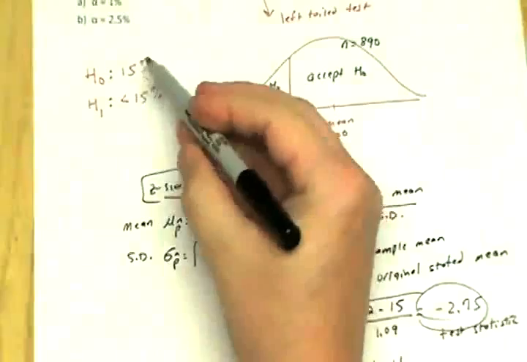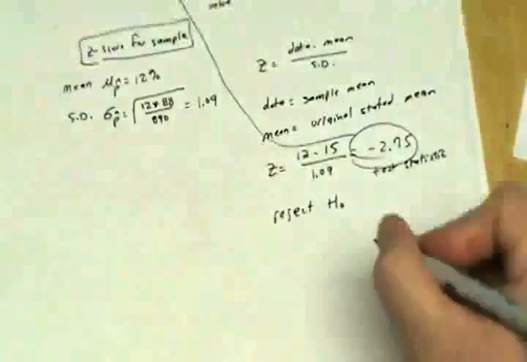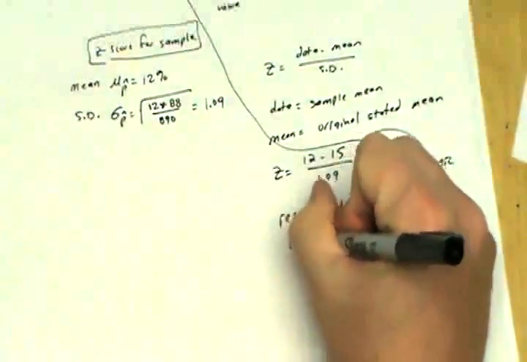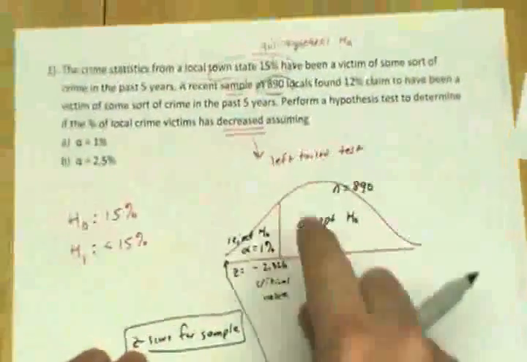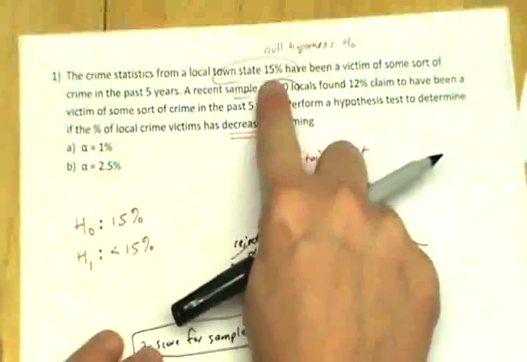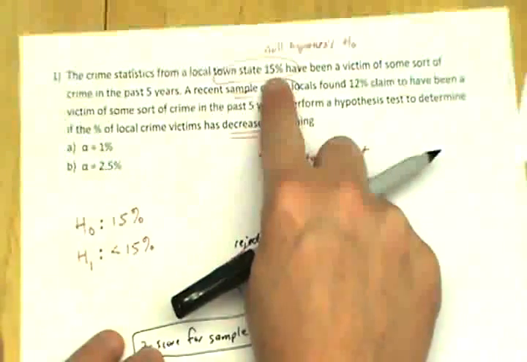And then that means we're going to conclude we're going to reject this, which means we're going to accept this. And so we're going to say that the statistic is less than 15%. So if you look at the question, they said recently 15% had stated they'd been the victim of some sort of crime in the past 5 years.